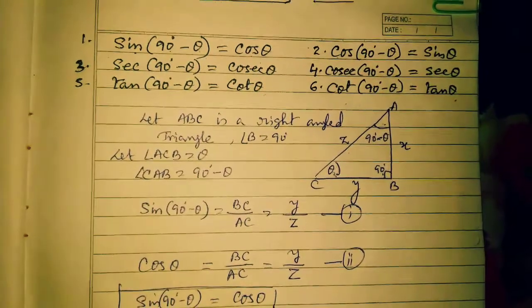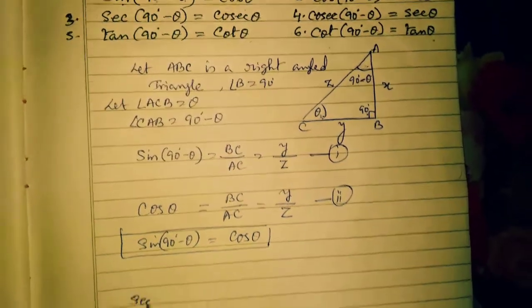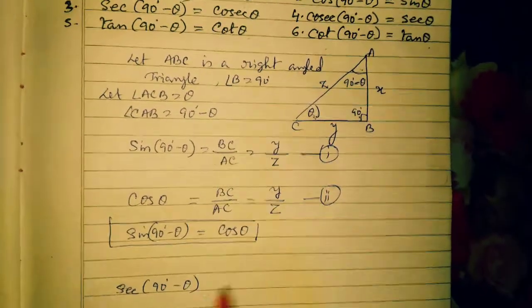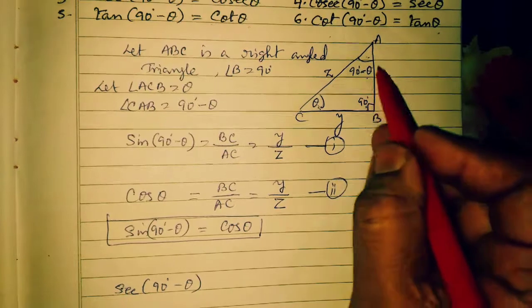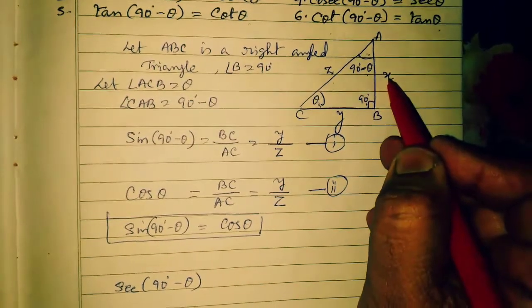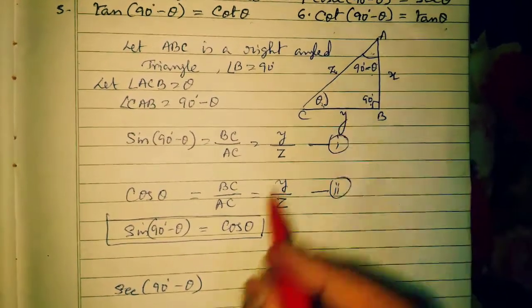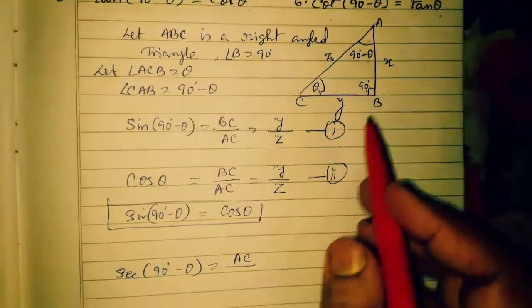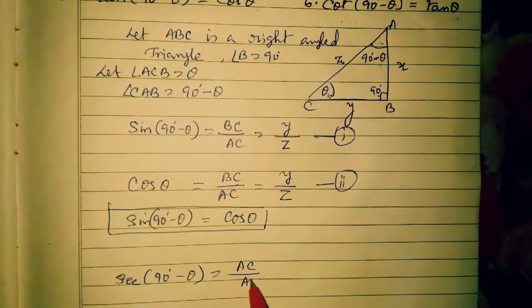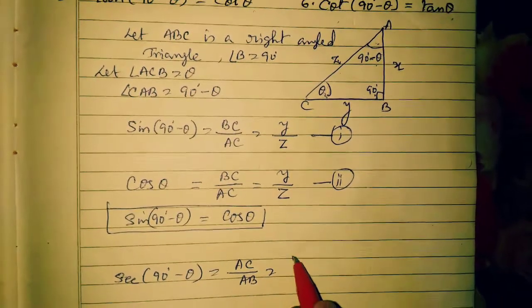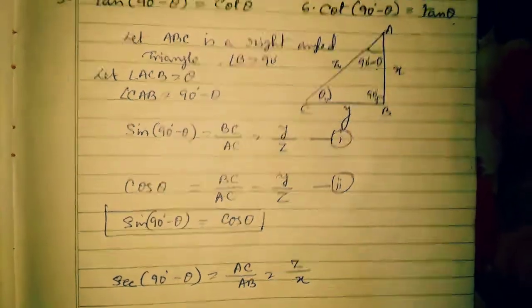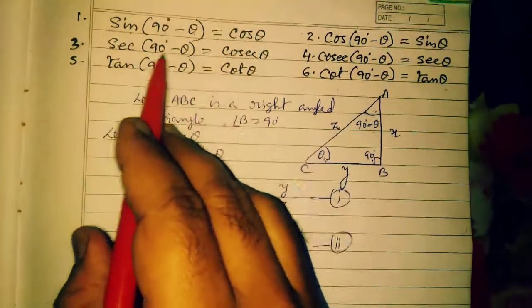the third formula, sec(90 minus theta), just check it. Sec(90 minus theta) means this angle is 90 minus theta, so this will be the base and this will be the hypotenuse, and the sec formula is h by b. That means AC is the hypotenuse and AB is the base. So AC is z, and AB is x, and that equals cosec theta.